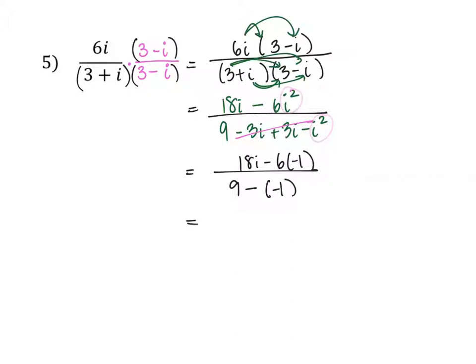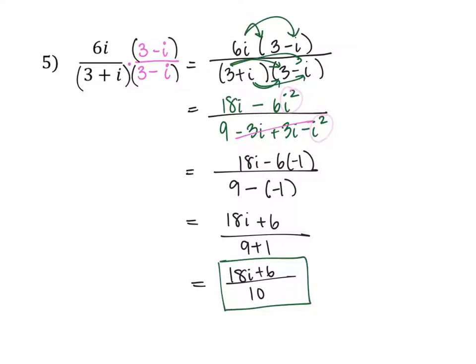When you simplify this a little bit further, you have the top being 18i plus 6, and the bottom being 9 plus 1. 9 plus 1 is just 10, so 18i plus 6 over 10. We mentioned yesterday that once you have the bottom as a real number, notice how the bottom here doesn't have any i's or imaginary numbers, in that case, you can stop right there and leave your answer like this.